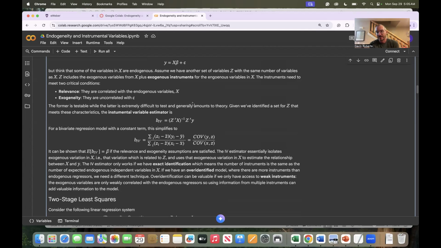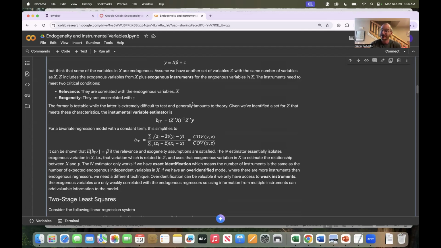Out of these variables that we called instruments, these extra variables we're finding that we believe are exogenous but correlated with X that we're going to use as stand-ins, we want two characteristics from these. A, they need to be relevant. That's the correlation part. They need to be correlated with X, because if not, they're not going to be useful as stand-ins for X. Now, the second thing is they have to be exogenous. They can't be correlated with epsilon.